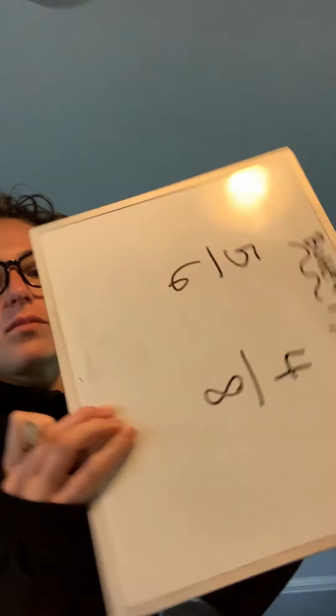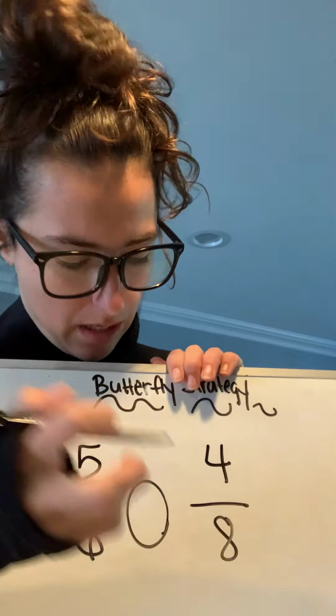So this reads 2/4 is less than 7/9. Right? And the opening is facing this way. Let's do another example together. Let's say 5/6 and 4/8. So here's our two fractions. We have to fill in greater than, less than, or equal to.